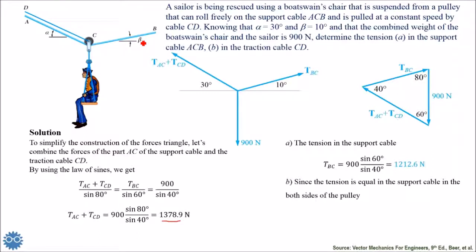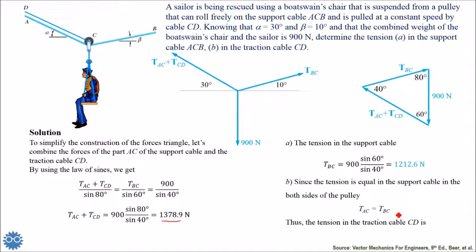So, for example, here we have 10 degrees, here we have 30 degrees. That will not change anything. The fact is that the tension in the cable ACB is one value. So that means the tension in the part BC is equal to the part AC of the same thick support cable. So TAC is equal to TBC.